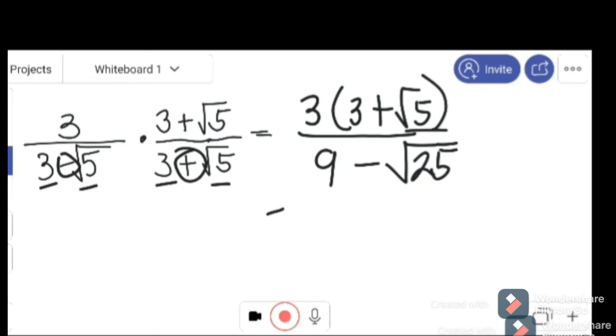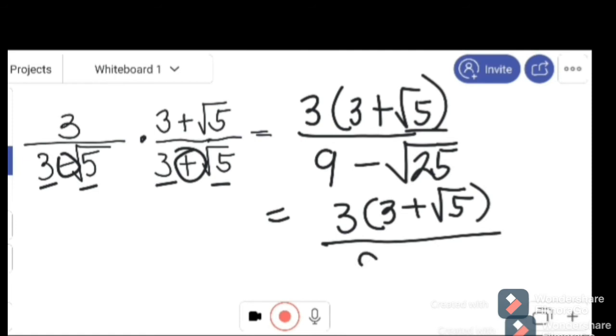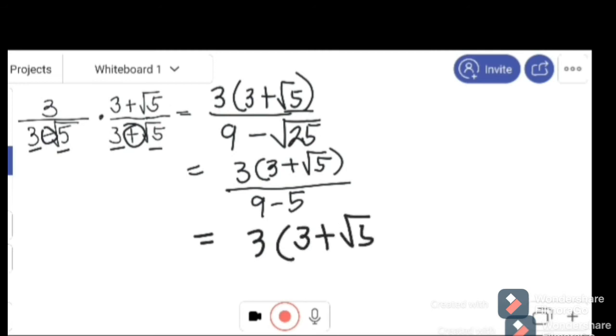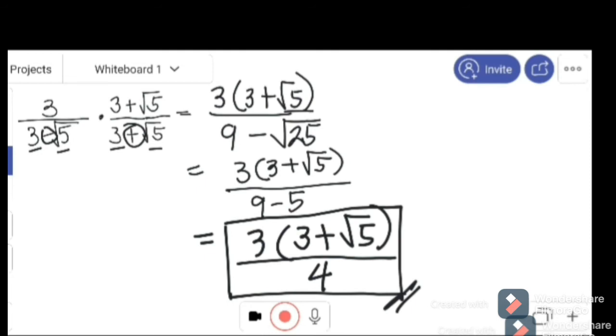Then again, we simplify this. Copy the numerator, and simplify the denominator. 9 minus the square root of 25, which is 5. And finally, this will be 3 plus the square root of 5 over 9 minus 5, which is 4. This is now the simplified radical of our given.